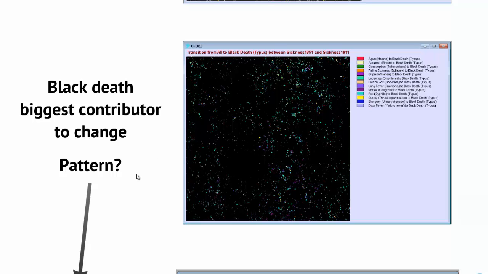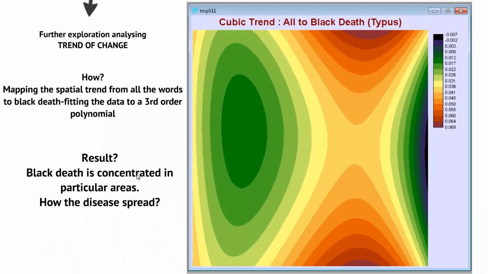And to actually test that, we can do a further exploration analyzing the trend of change, mapping the spatial trend from all the words to Black Death. And the result of this will give us a very simple graphic showing us that Black Death was concentrated in these particular areas. This is to say, in the northwest and the southwest of the map.